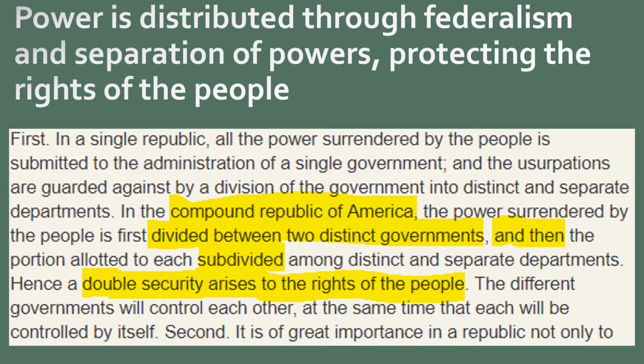So we have a federal system that divides power, but then the portion allotted to each is subdivided among those two different governments. So we have federalism, which divides power between national and state governments, and then within the federal government we now subdivide or separate powers even further among the legislative, executive, and judicial branches. So he says a double security arises to the rights of the people. So he's arguing that because of federalism and separation of powers together, we are absolutely protecting the rights of the individual.